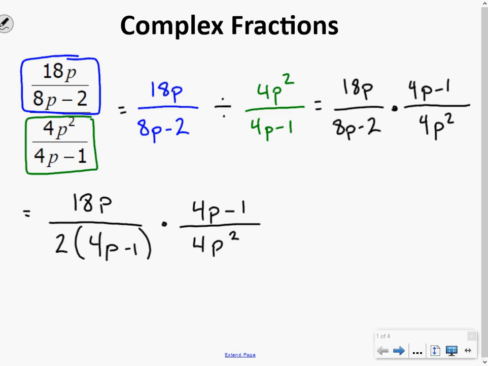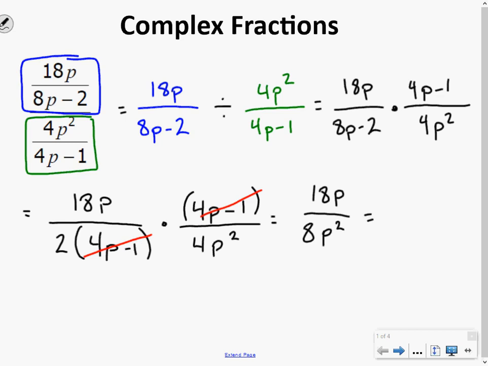So let's see what we have. We have a common factor of 4p minus 1. We could think of these as being in parentheses if you'd like. So these will cancel. Let's go ahead and rewrite what we have left and do a bit more reducing. In our numerator, all that's left is 18p. And in the denominator, if I multiply the 2 and the 4p squared that are left, I get 8p squared.